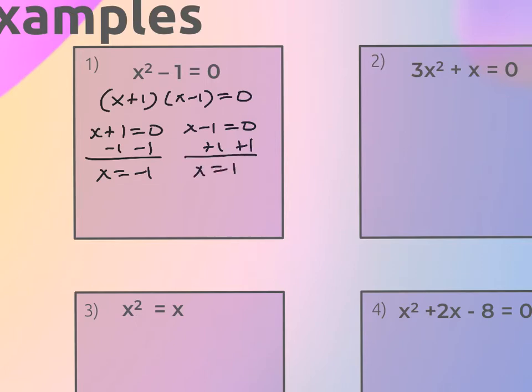So this has two solutions. It's x equals 1 and negative 1. You might also see the answer written as x equals plus minus 1. So it's just a little shorthand way of representing the solution.